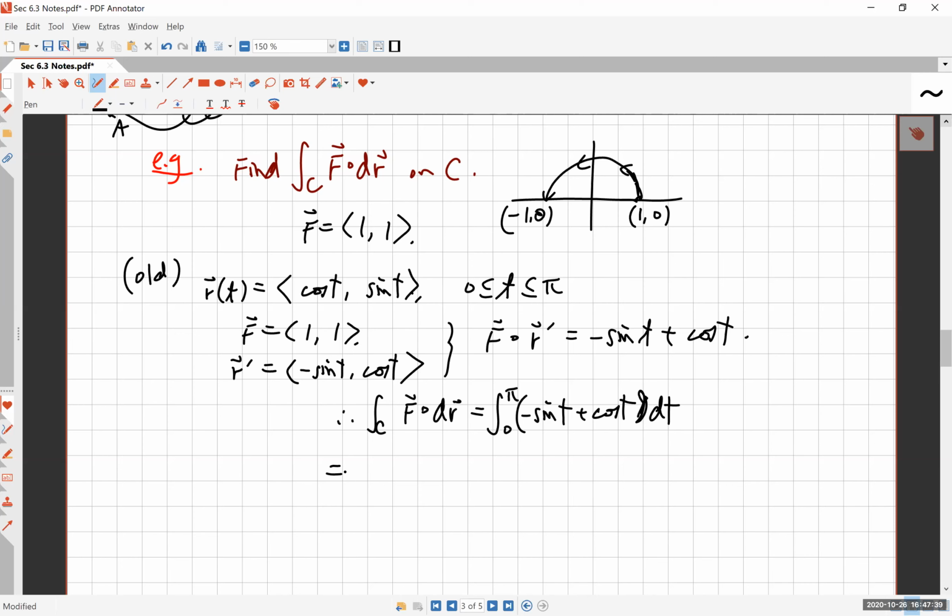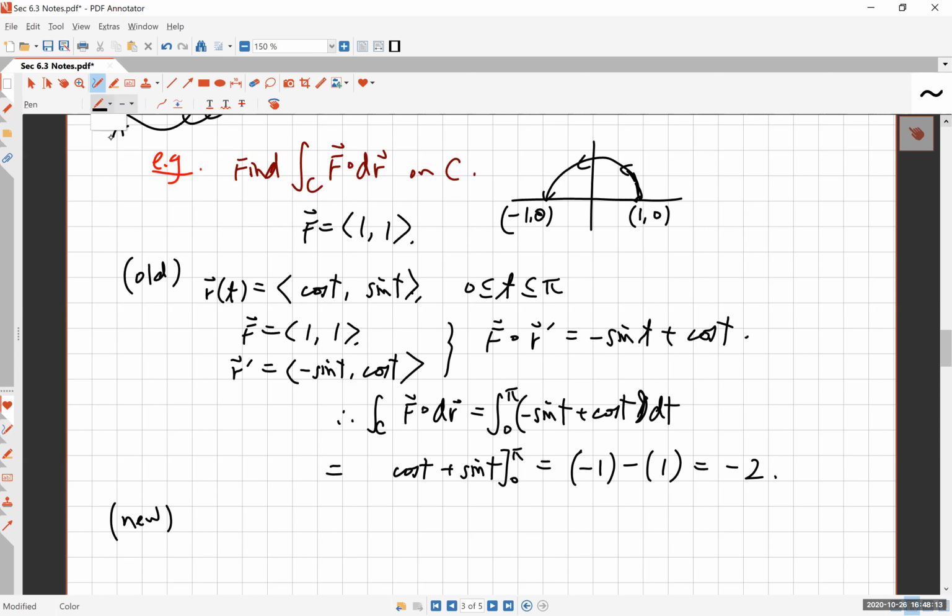Then we take the antiderivative of this. So this will be cosine t plus sine t, evaluated from 0 to pi. Cosine of pi is negative 1, plus sine of pi is 0, and then minus cosine of 0, which is 1, and then sine of 0 is 0. So this turns out to be negative 2. Right, so that's the old way of doing this.